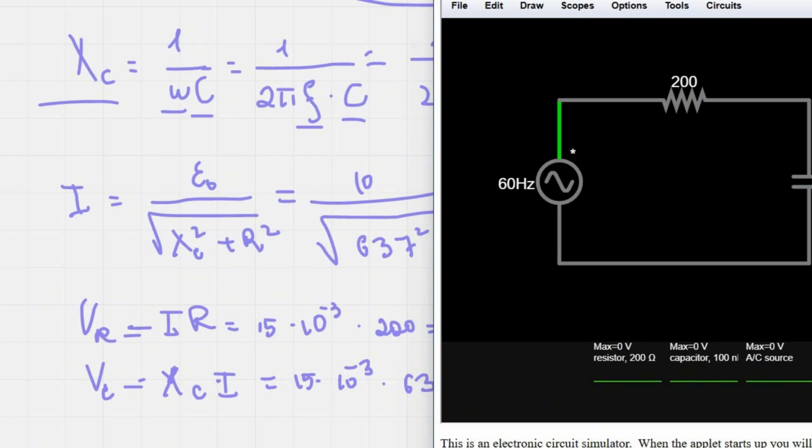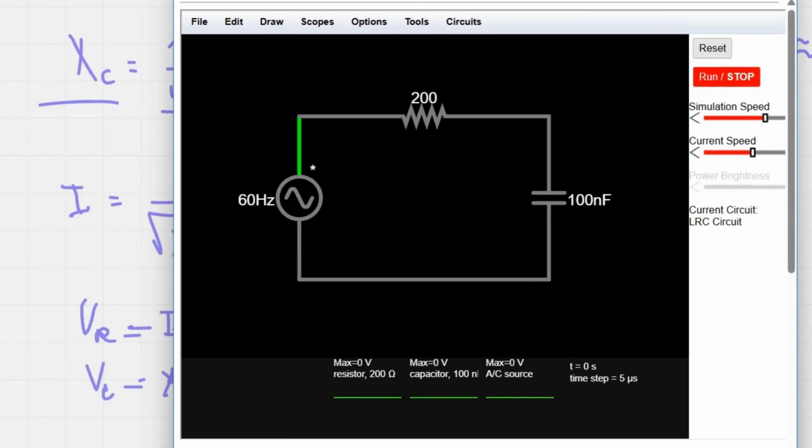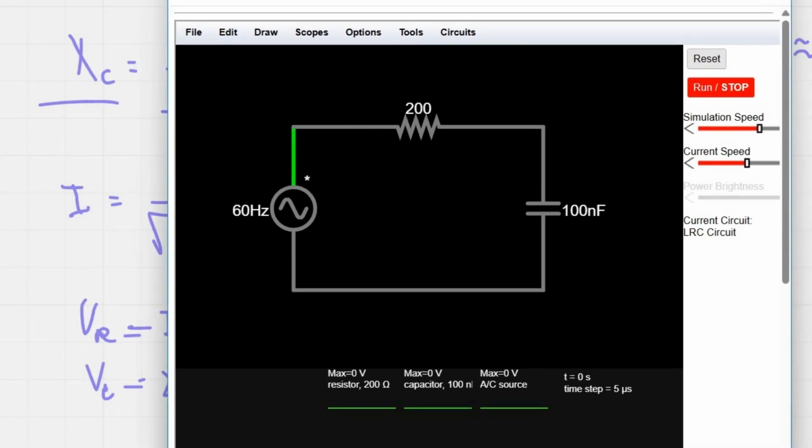Now let me show this problem in the simulation. In the simulation, the circuit looks exactly like in the problem. So this is a series RC circuit with alternating current. In this type of circuit, the voltage is divided between the resistor, and that's our resistor, and the capacitor, and that's our capacitor. Now, as you say, it's at low frequency, 60 hertz. Now let's run this.